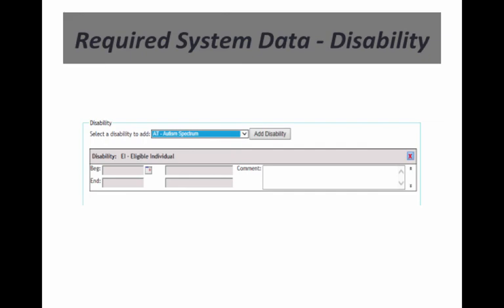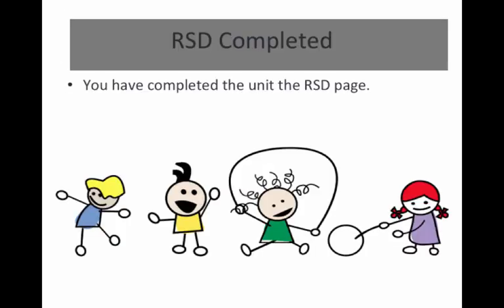You will also need to select a beginning date for the disability category. When the date is selected and the page is saved, the author of the IEP's name will be entered into the box to the right of the Begin Date box. There is also a box for comments. You have completed the section on the RSD page.